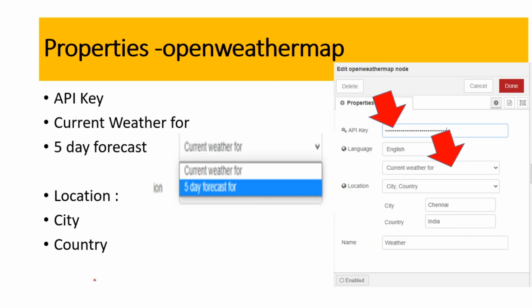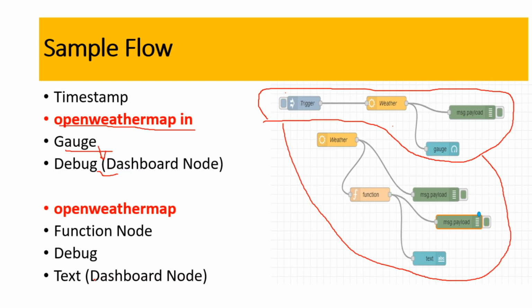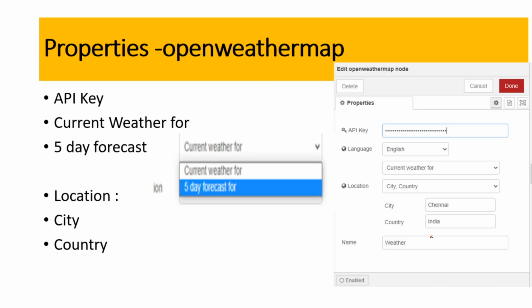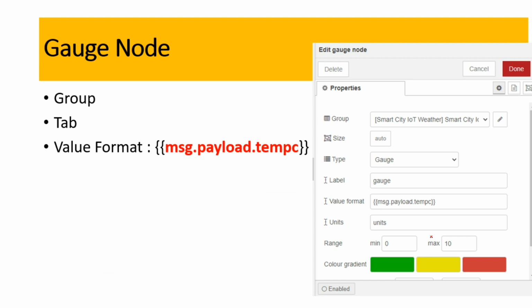So we are done with the mapping of this OpenWeatherMap node, and we are done with this function node. The rest is all the same. We know how to configure the inject node, the payload debug node, and we know how to configure the gauge node and the text node as well. For your understanding, I just brought in the functionality of how to retrieve a particular parameter using the gauge node.